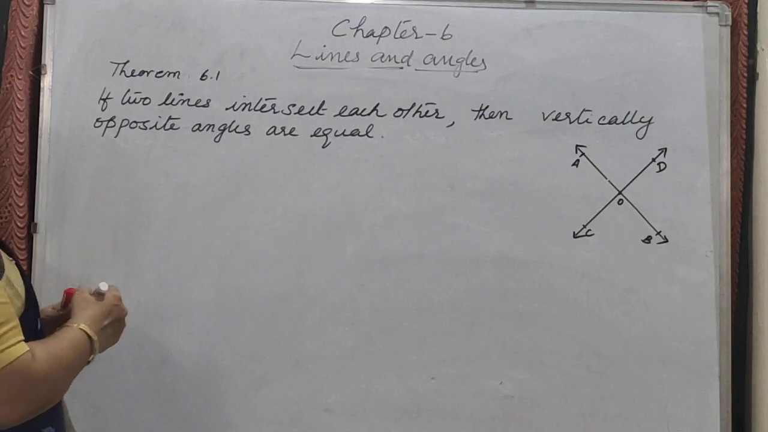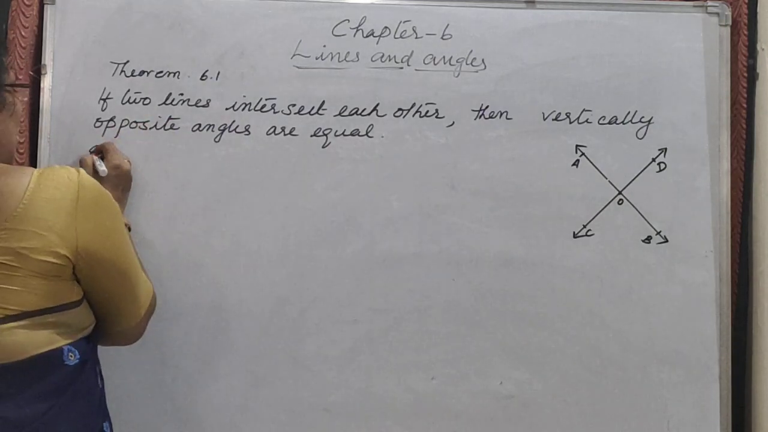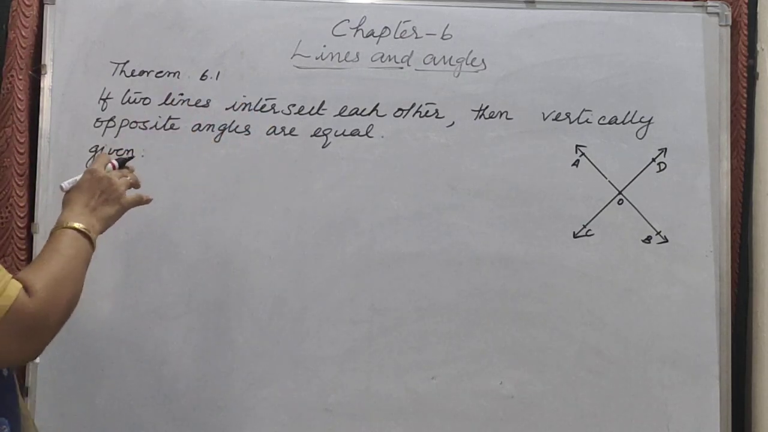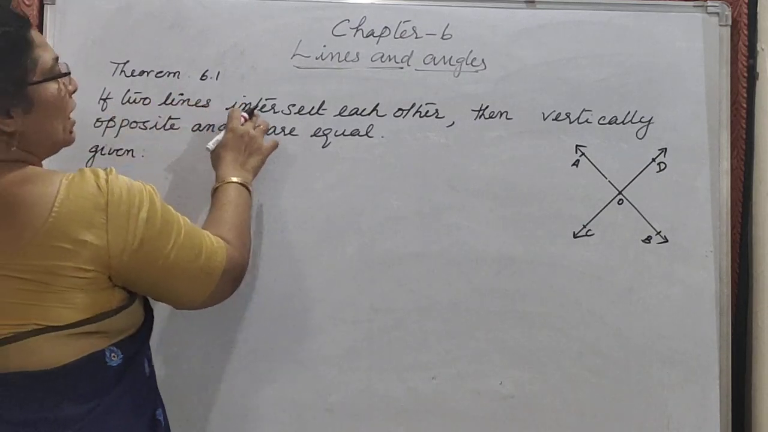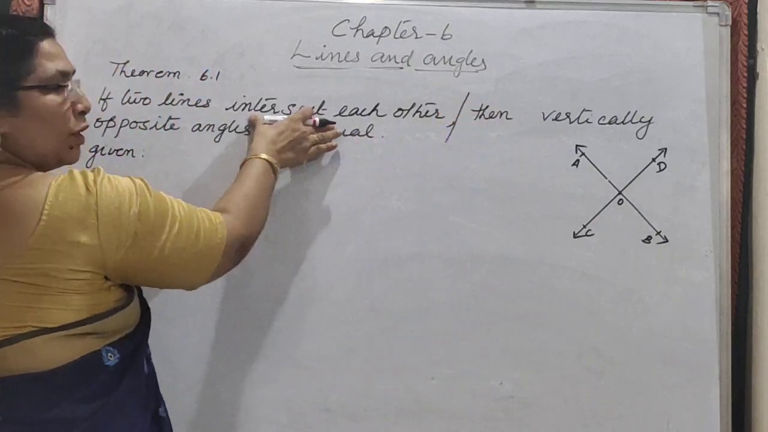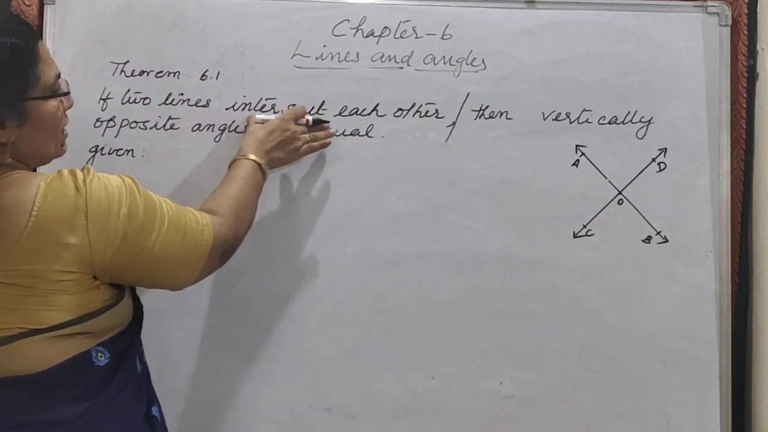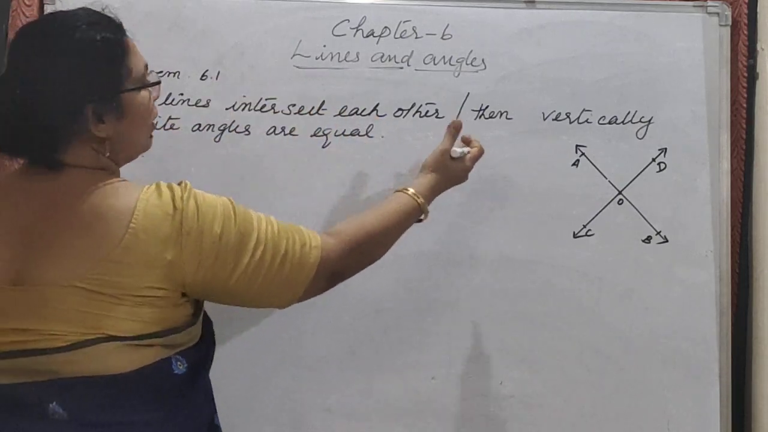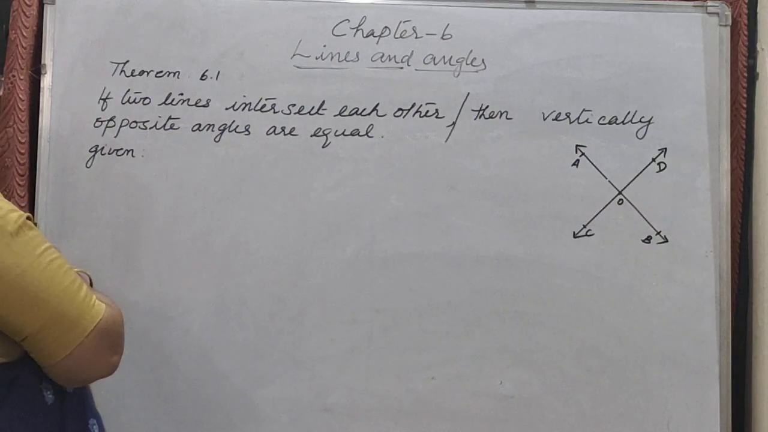So what is to be written first? What is given in the question means you have to make two parts of the question. What is the first? Two lines intersect each other. So we are dividing it here. If two lines intersect each other is given to you, and what is to be proved? Vertically opposite angles are equal.